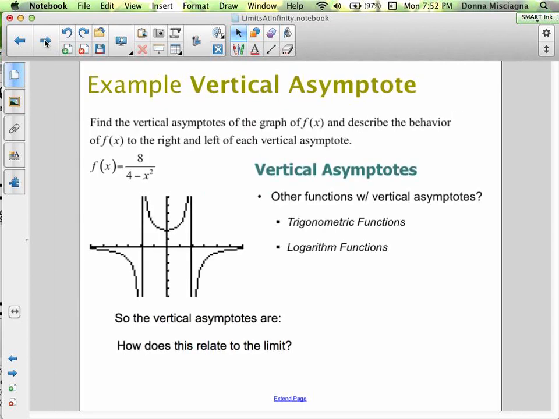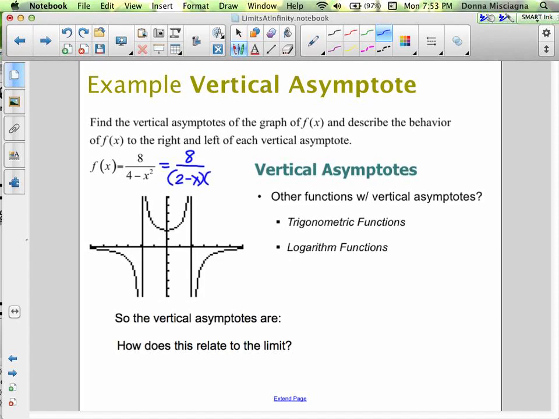So, vertical asymptotes. We're going to find the vertical asymptotes of the graph of f of x and describe the behavior of f of x to the right and left of each of our asymptotes. We can look at the graph to see what the vertical asymptotes are, or we could just factor the denominator. That is a difference of squares. I could write it as 2 minus x and 2 plus x.